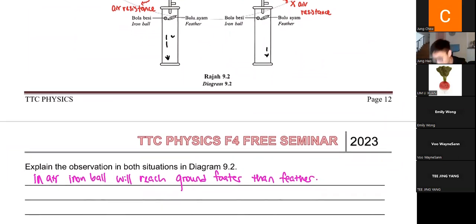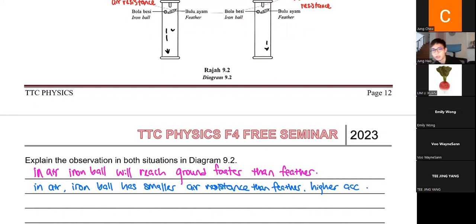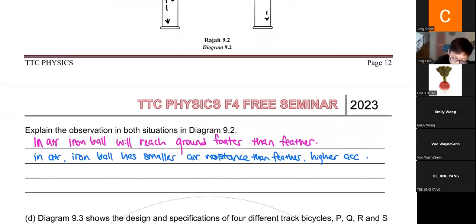Why? Because in air, the iron ball has smaller air resistance than the feather. So therefore, it has a higher acceleration. Meaning because the ball has a round face, as it drops it's going to pass through air faster, right? Why lesser air resistance? Lesser air resistance means that it will have a higher acceleration. That's why it will rush faster downwards. Okay? Next, we're going to talk about in vacuum.